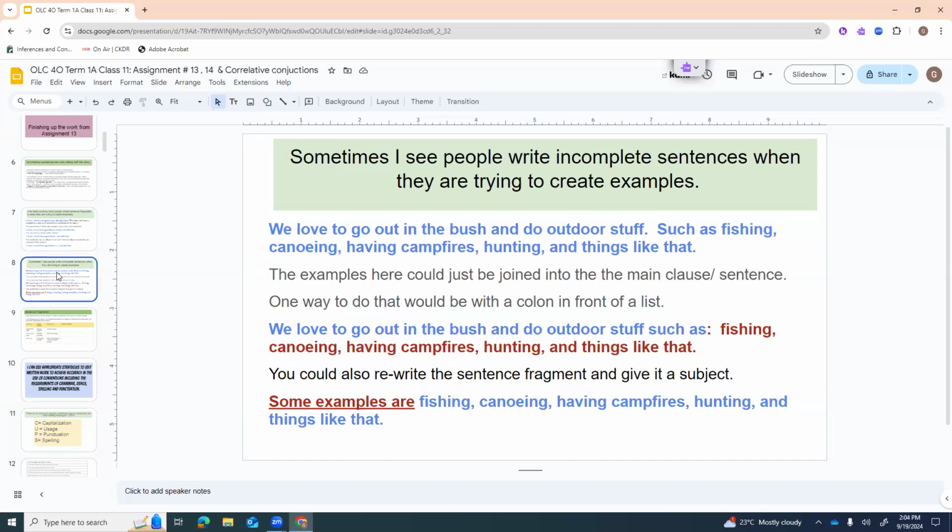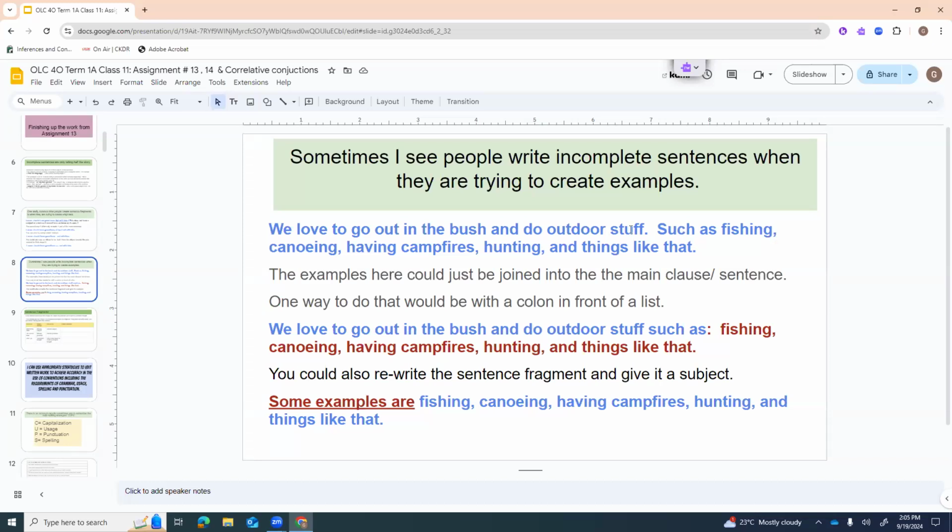All right. The other time I see people using incomplete sentences incorrectly is when they're trying to create examples. So for example, "We love to go out in the bush and do outdoor stuff. Such as fishing, canoeing, having campfires, hunting, and things like that." Here it's two separate sentences, but the second one, "such as," doesn't have a verb or a subject. It's just a partial sentence.